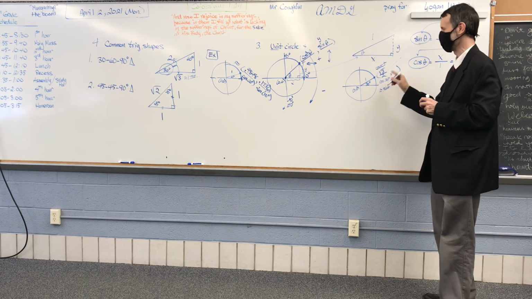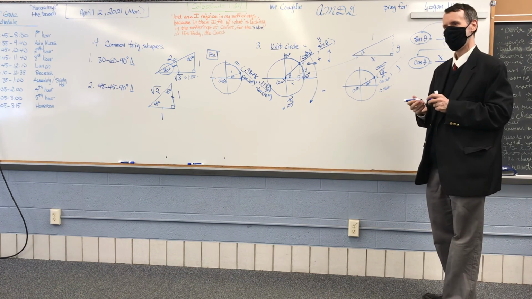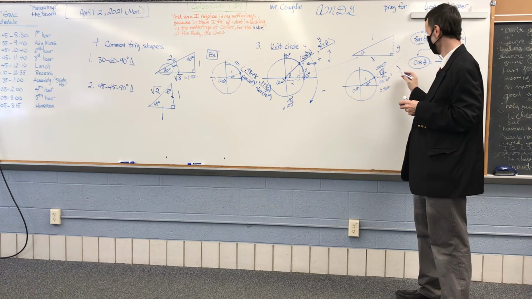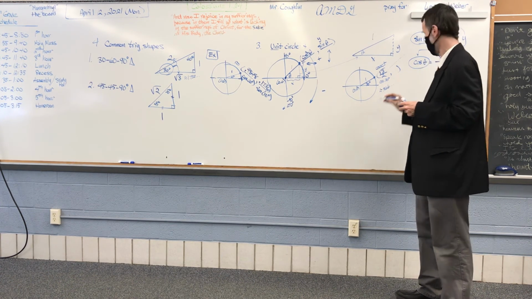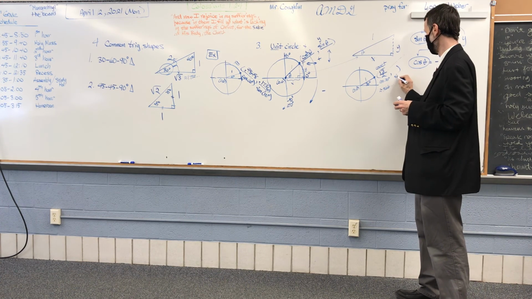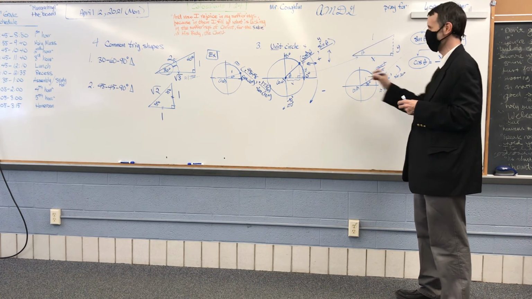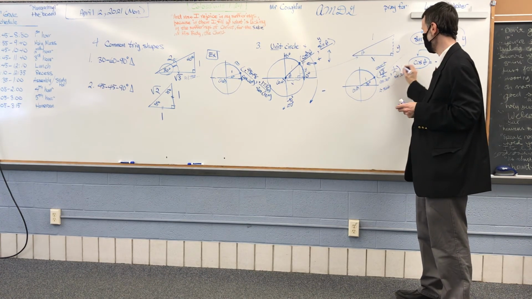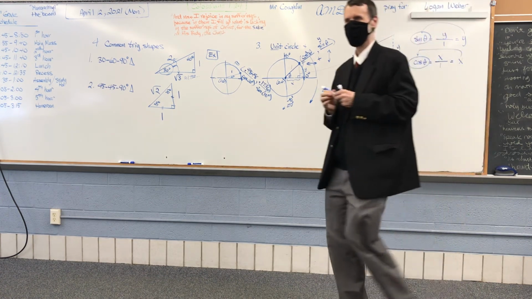Can anybody give me the height? How do you get the height? The far overness is cosine of 30. Sine of 30. What is that? Can you give me the exact answer? 1/2. Congratulations, you just found the exact answer.